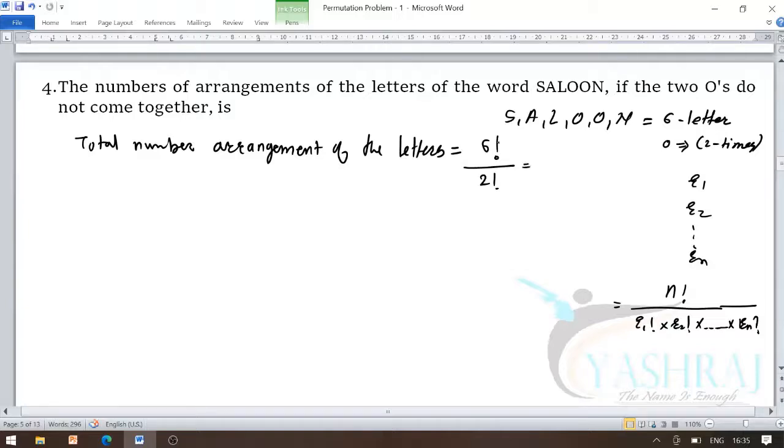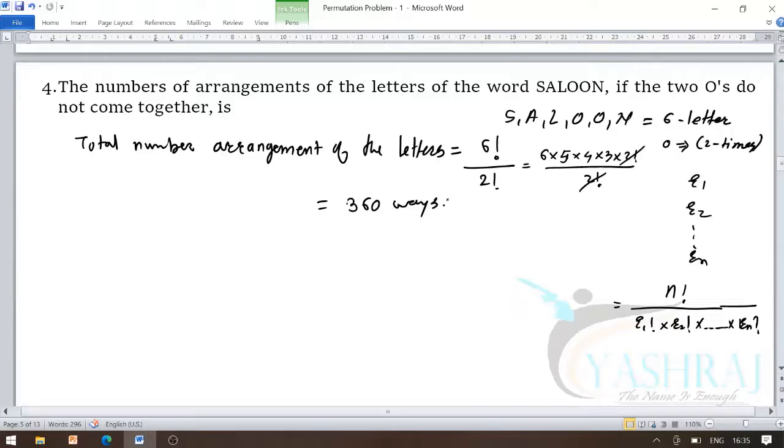So we can express 6 factorial in terms of 2 factorial as 6 into 5 into 4 into 3 into 2 factorial divided by 2 factorial. 2 factorial gets cancelled. 6 fives are 30, 30 fours are 120, 120 threes are 360 ways to arrange the letters in the word SALOON.